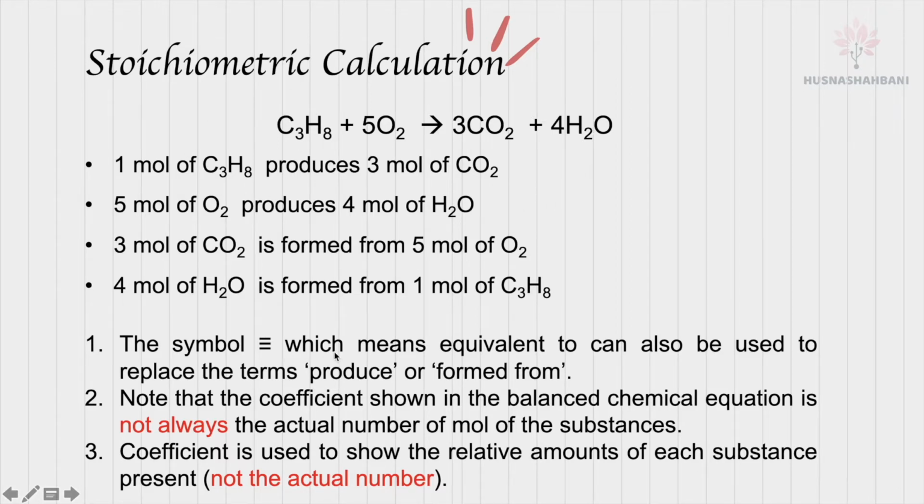This symbol represents, to replace the terms produce or form from. So you can just write this symbol to replace these terms. Note that the coefficient shown in the balanced chemical equation is not always the actual number of mole of the substances. It means if it's 1 mole, 5 mole, 3 mole, 4 mole, these are not the actual number of the substances. It just represents the relative amounts of each substance.